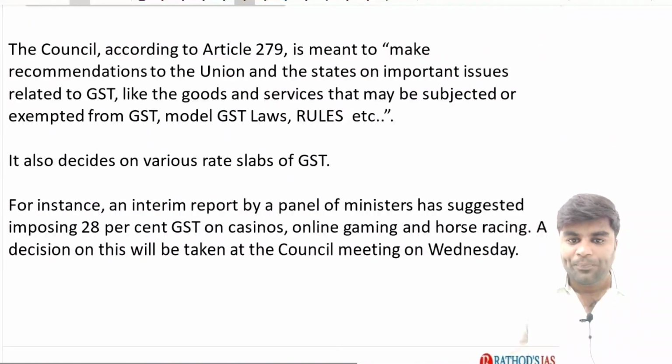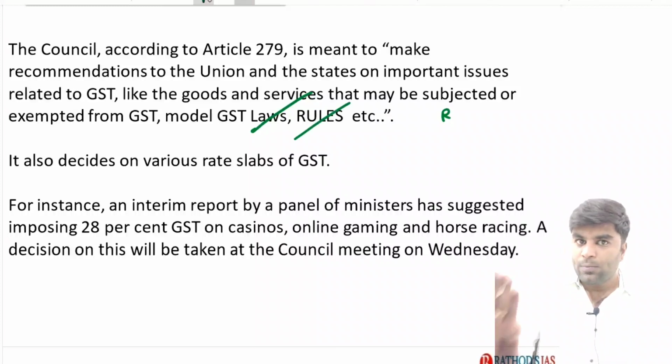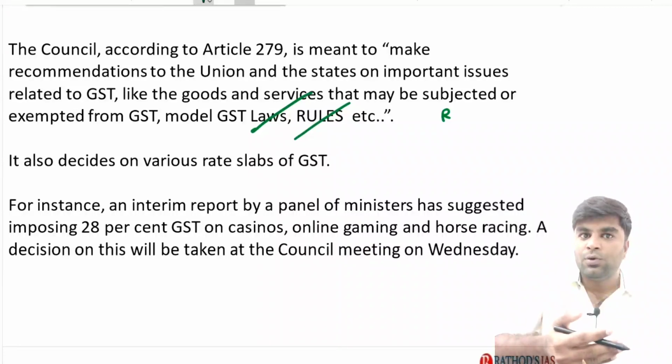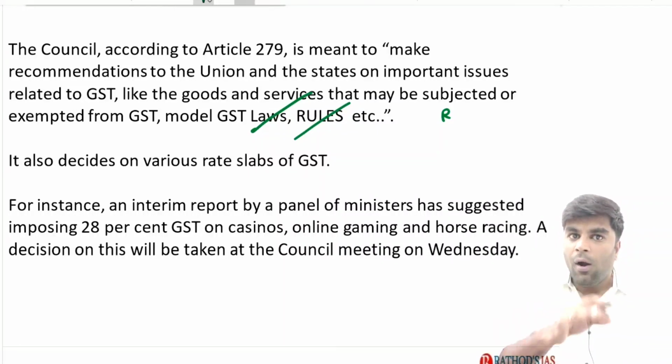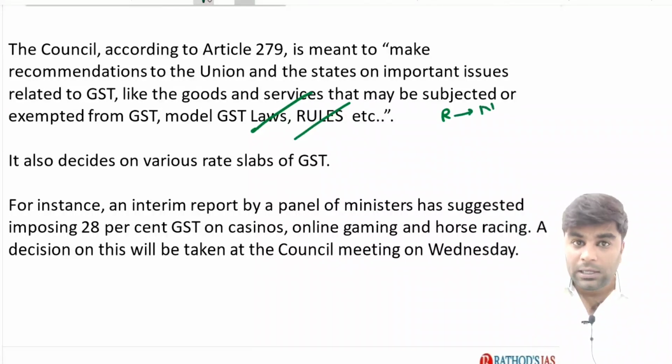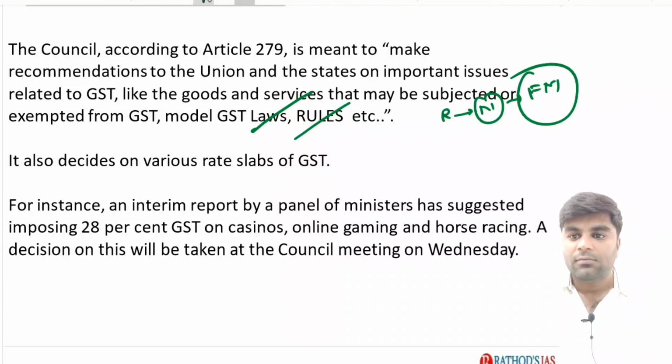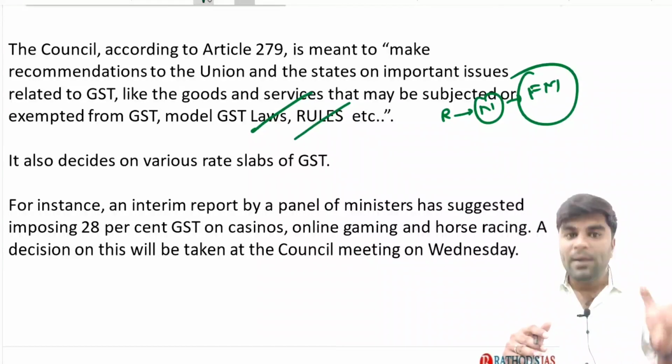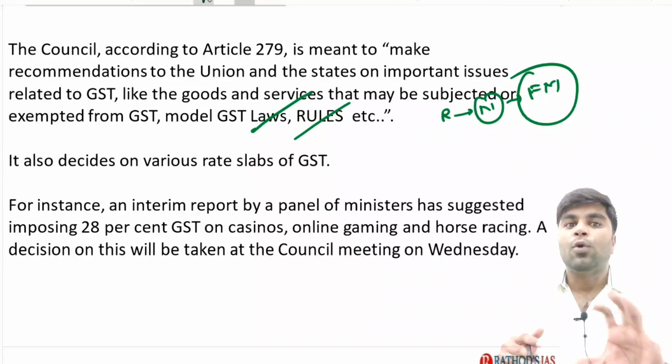And it is going to recommend all the laws, rules, each and everything, exemptions, which goods should be included in which slab rate, which goods should be exempted from which slab rate. All these types of things would be decided and recommended by the GST Council, but ultimately, remember, notified by the Finance Ministry. GST Council will recommend it, Finance Ministry will notify it.